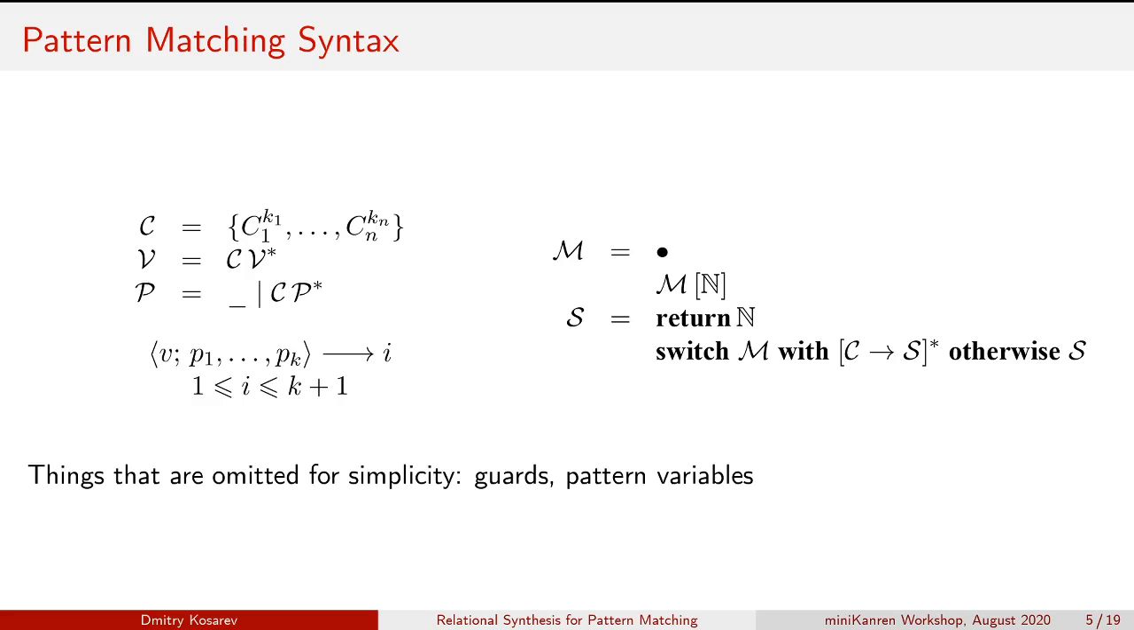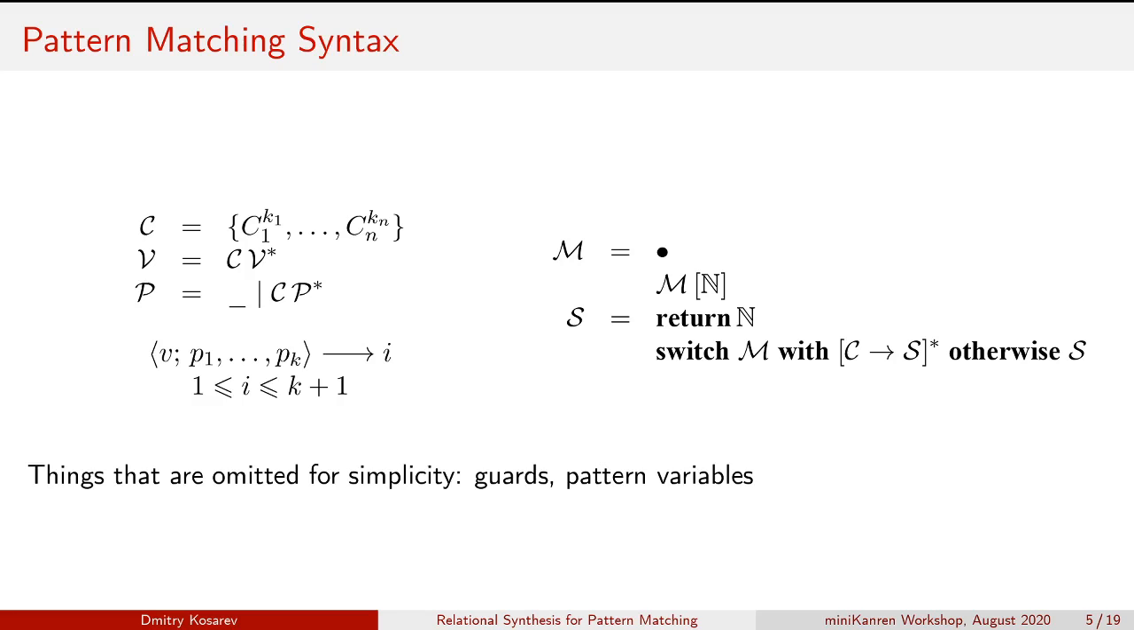The declarative interpreter of pattern matching takes a scrutiny and a number of patterns, and it returns an I, an index of the branch where execution should continue. If this index is k plus 1, it means that no patterns suit this scrutiny, and pattern matching is not exhaustive.